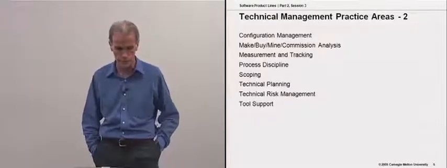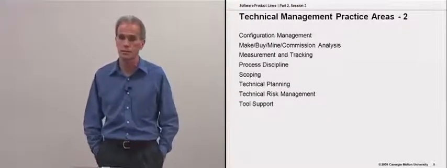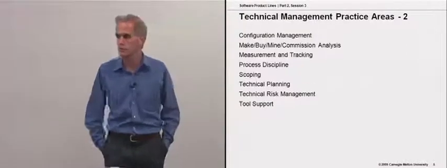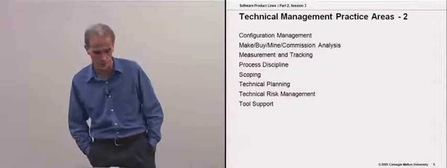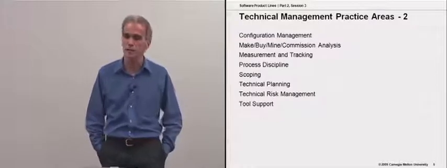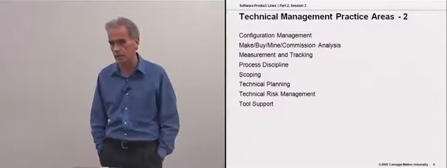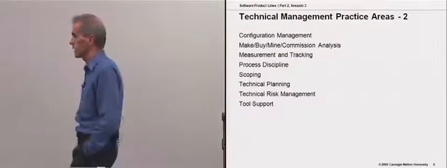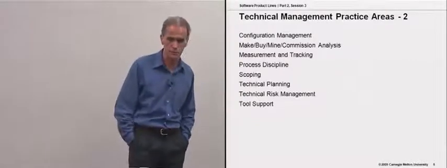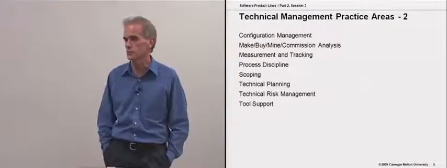Measurement and tracking we will look at. Process discipline we have talked about already, and in particular the fact that it's process discipline, not just process definition, but actually following through on the processes that you put in place for your product line. Scoping we will also look at. Technical planning and technical risk management at the product development level or core asset development level deal with the local aspects of creating a particular asset to support a product development effort, or creating a particular product and making sure that it's delivered on schedule and so on.